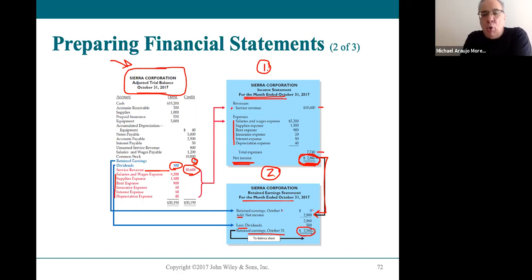Okay. Who owns the earnings? The profits of the company, stockholders. So this will be put on the balance sheet, right, under stockholders' equity as retained earnings.